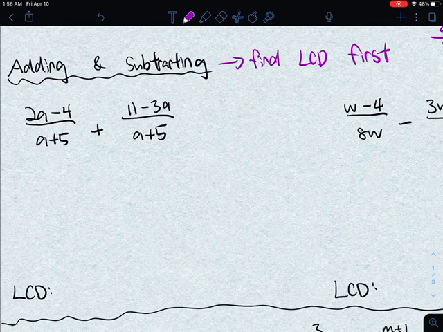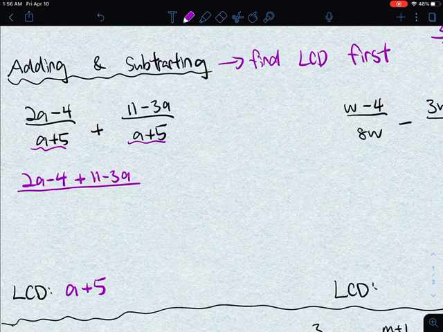Let's look at the first one. Okay, so here's my denominator, a plus 5 and a plus 5. That's pretty nice because we already have the same denominator. In this case, what's the LCD of a plus 5 and a plus 5? Well, that's just a plus 5. So then if I have the same denominator, what I can do is just combine the numerators, and then it becomes all over a plus 5. Right, same thing as if we were doing it with regular numbers.